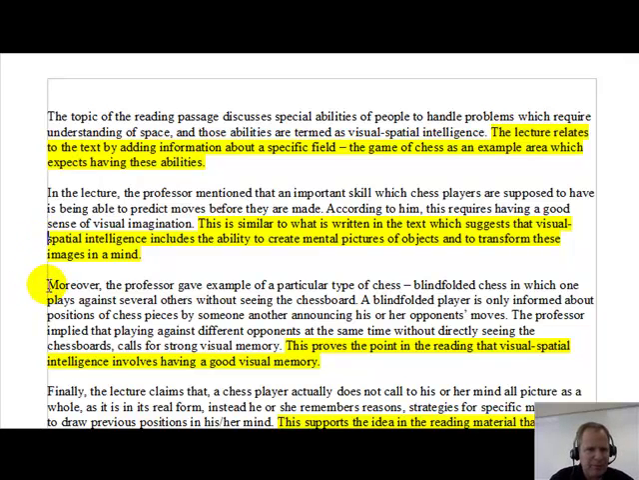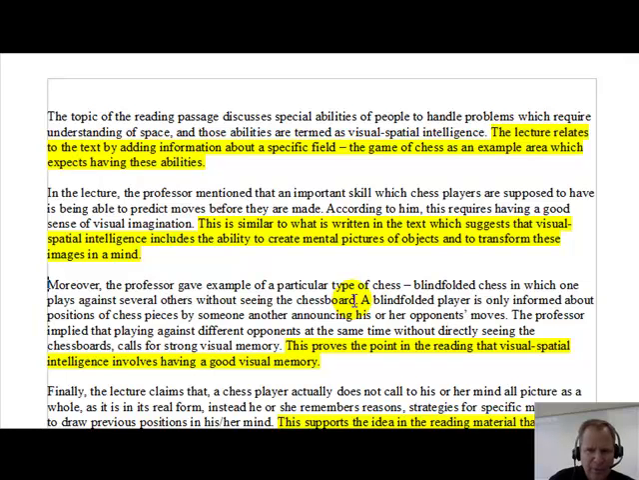Okay, next paragraph. "Moreover, the professor gave example of a particular type of chess, blindfolded chess, in which one plays against several others without seeing the chessboard." Hey, nice use of the dash. You've done this twice so far. Very good punctuation. So you might want to review, if you go to my TOEFL grammar lesson, I want to say it's maybe 4, where it talks about using commas. Review that one, but I really like how you're using the dash in here.